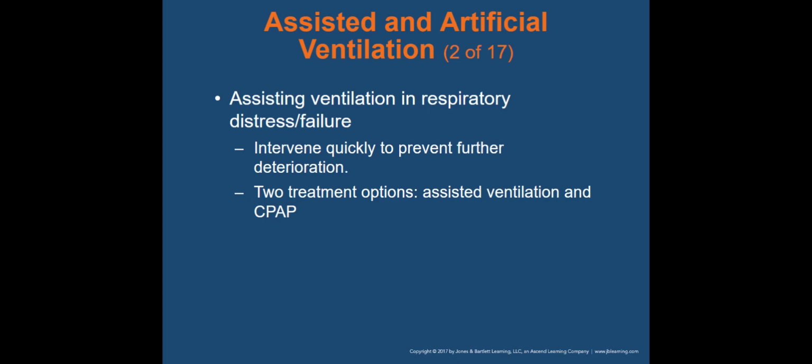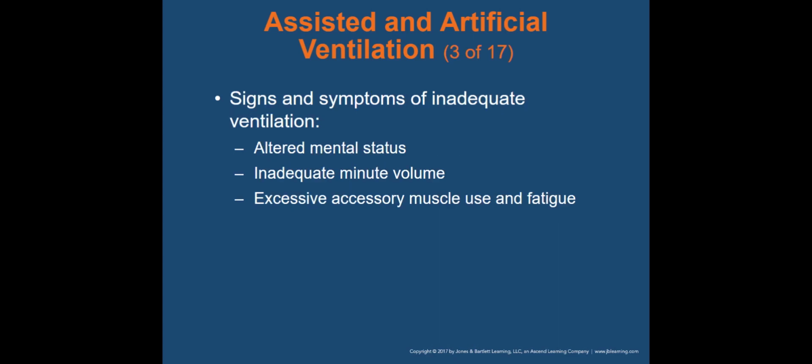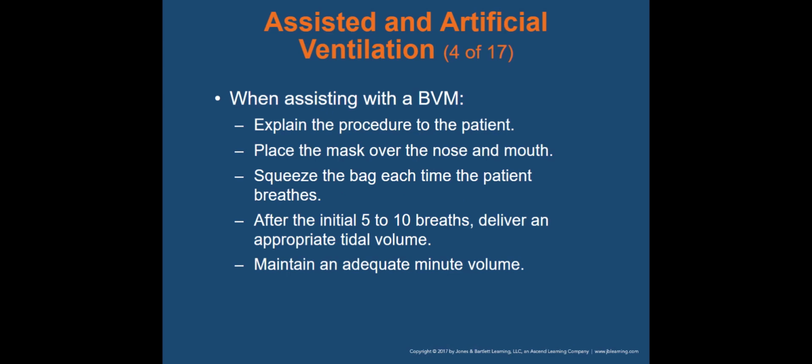The purpose of assisted ventilations is to improve the overall oxygenation and ventilatory status, that mechanical status of ventilating the patient. Again, working on the respiratory component, or the respiration component, is a little bit more complex. It is not necessarily something that an EMT level can do, or even ALS, to change the respiration component at the alveolar level. Signs and symptoms of inadequate ventilation include altered mental status, inadequate minute volume, excessive accessory muscle use, and fatigue.